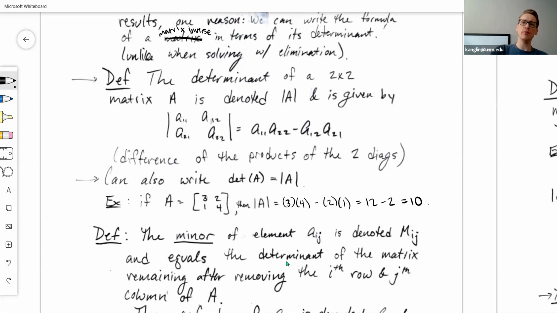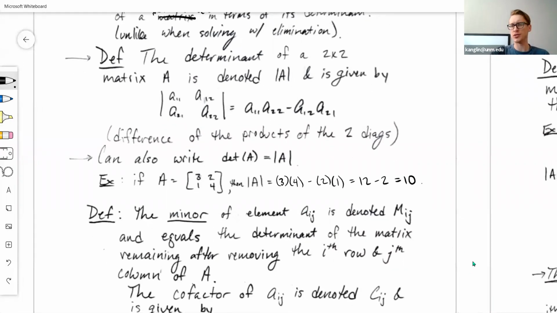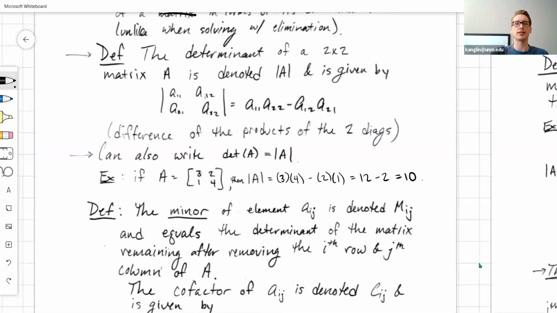The minor of the element aij, denoted mij, equals the determinant of the matrix remaining after you remove the ith row and jth column of A. So whatever element in this matrix I want the minor for, I remove that row and that column from my matrix, and that condenses down to a smaller matrix that I would compute a determinant of. That determinant is called the minor that goes with the ijth element of the matrix. We'll see this in an example. If the wording isn't so clear, I think it'll be very clear after we see an example.